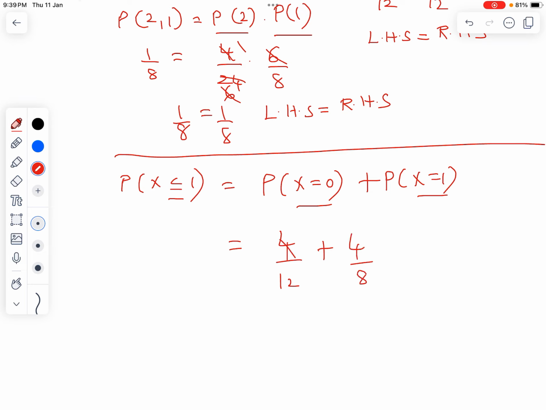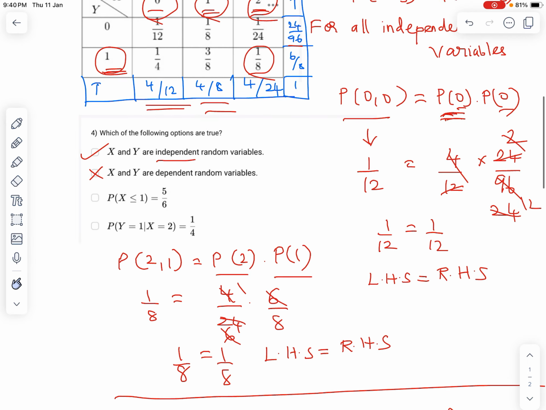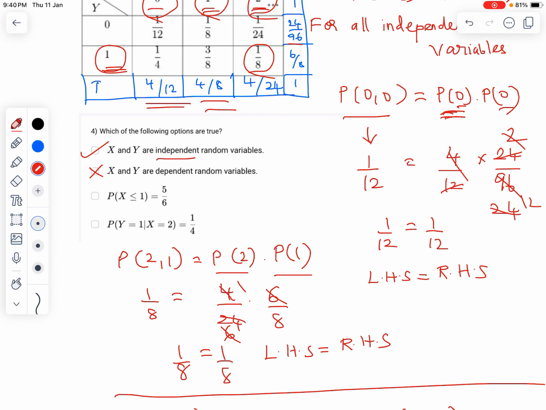1 4s are 4, 3 4s are 12, so 1 by 3, and 1 4s are 4, 2 4s are 8, so 1 by 2. That is 1 by 3 plus 1 by 2. The LCM is 6. So 2 3s are 6 plus 3 2s are 6, which is equal to 5 by 6. While comparing the answer options, P of x less than or equal to 1 is equal to 5 by 6. Therefore option 3 is also correct. Now let us check the final option also.